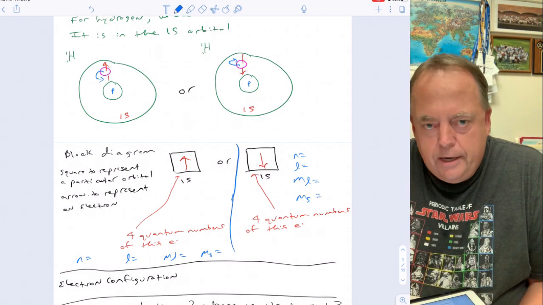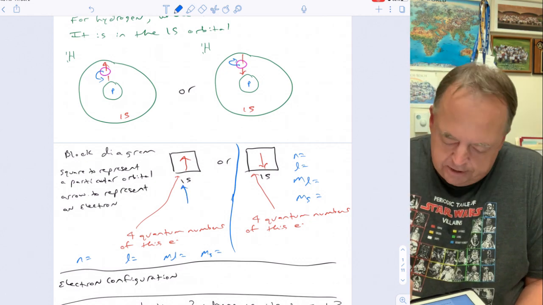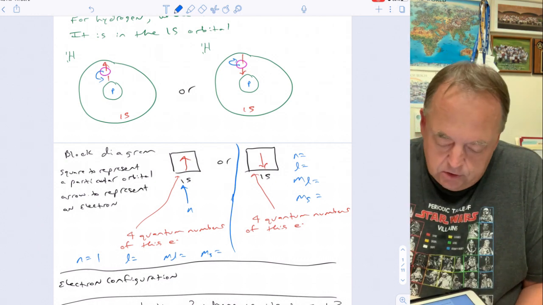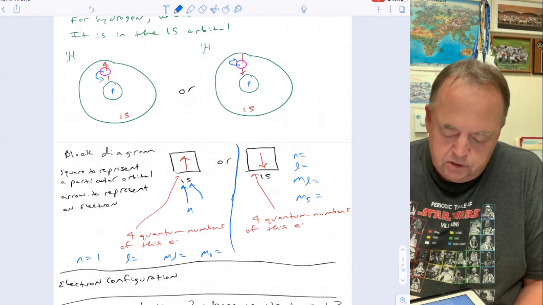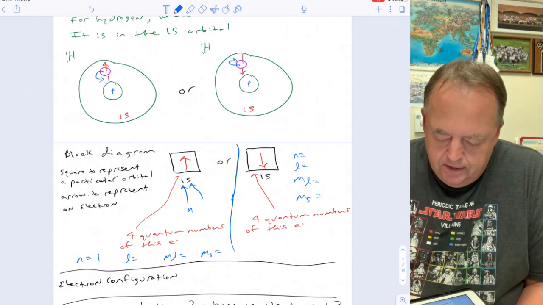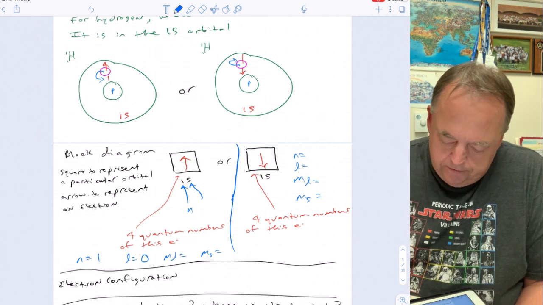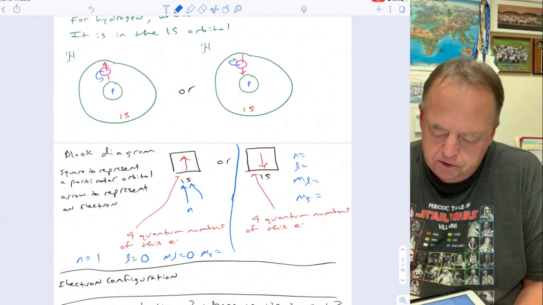Okay, so how do you know what n is? That number right there in front of the letter is n. So n is equal to 1. How do you know what L is equal to? Because you have this memorized. If you remember from the chapter 7 lectures, if S is 0, what is the value of L? It is 0, right? And if L is 0, m sub L can only be 0. That's the only possible value.